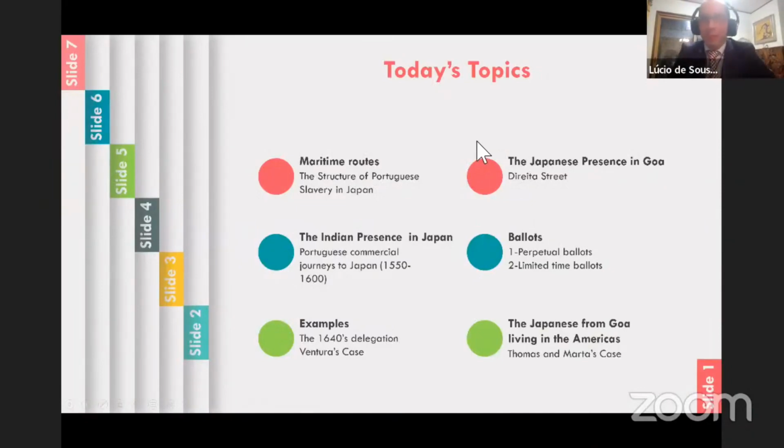So I will divide today's topics in 6 parts. Firstly, I will talk about the maritime routes. Then I will focus my attention on the Indian presence in Japan. I will give 2 main examples. After that, I will talk about the Japanese presence in India. And I will show you a bit of the multicultural Asian community living in Goa. I will also explain the ballot system. And finally, I decided to also talk about the Japanese from Goa living in the Americas.